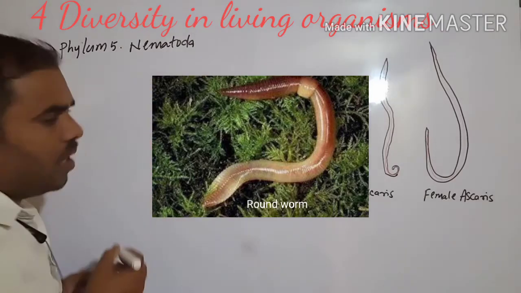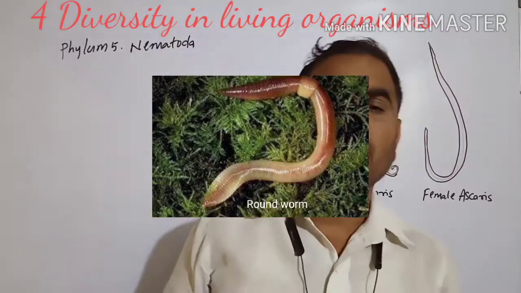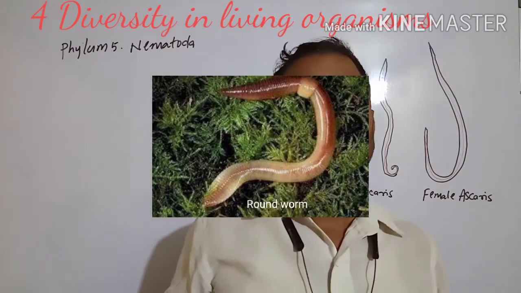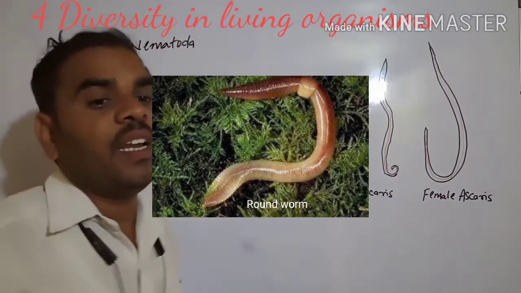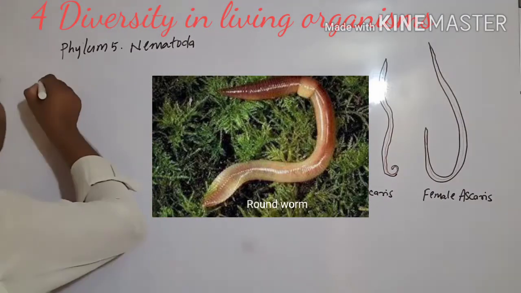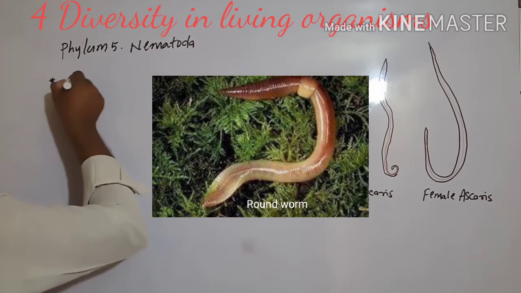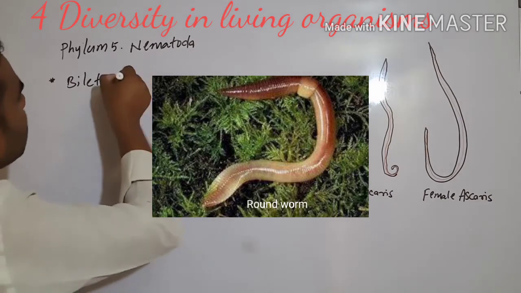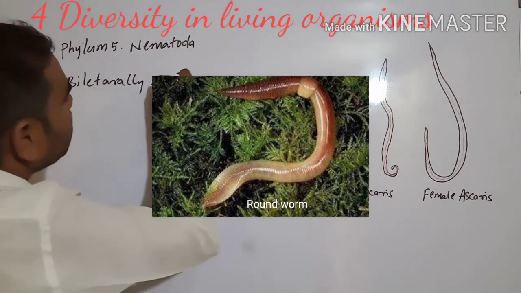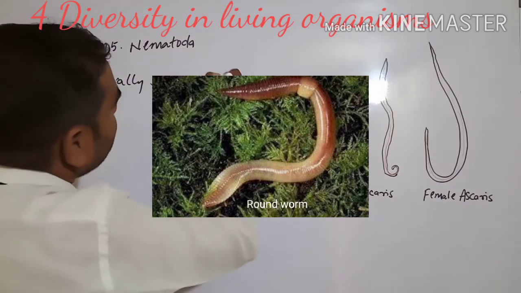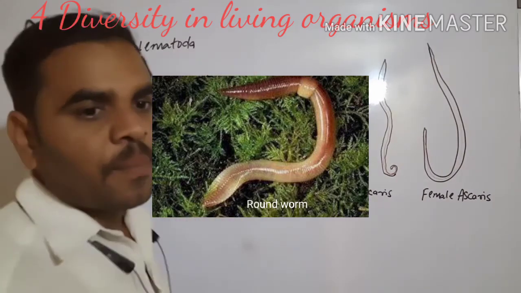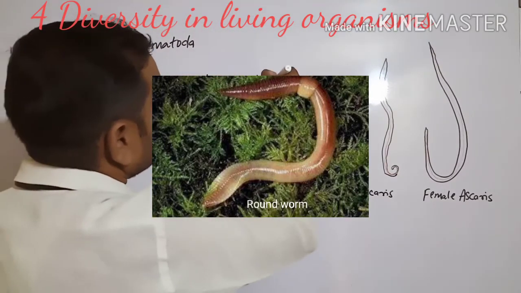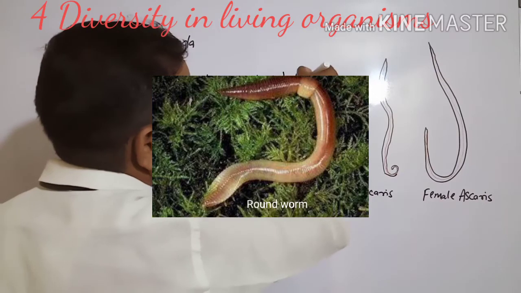Phylum Nematoda. We have to learn the characteristics of the Nematoda. First, they are bilaterally symmetrical. Next, triploblastic.